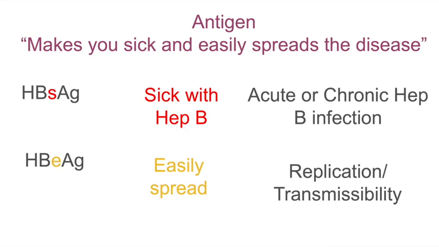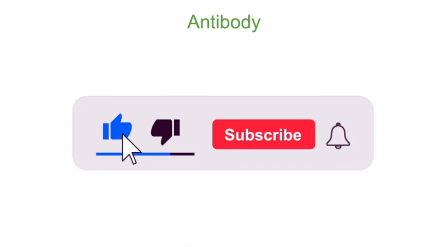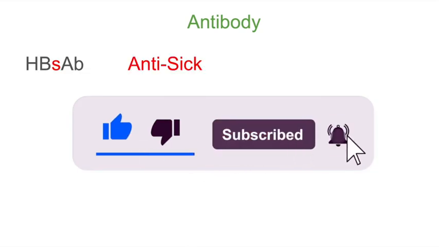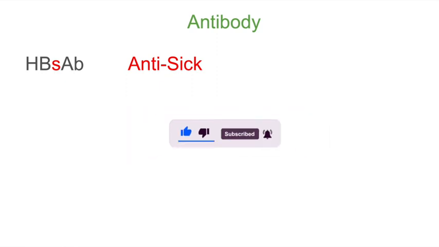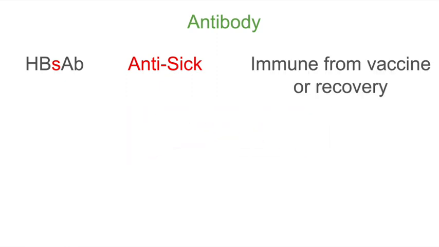But now let's move on to the antibodies. So the antibodies are basically the opposite of the antigens. So the surface antibody means that you are anti-sick. You can't get sick from hepatitis B because you are immune, either from receiving the vaccine or from recovery of a previous hepatitis B infection or exposure.